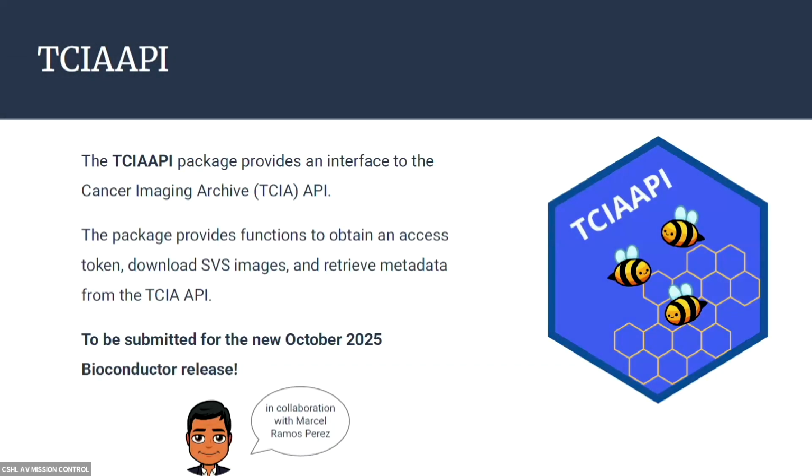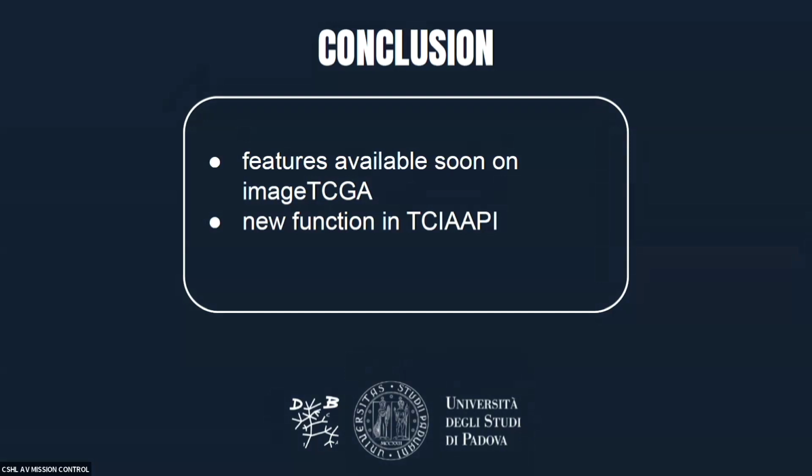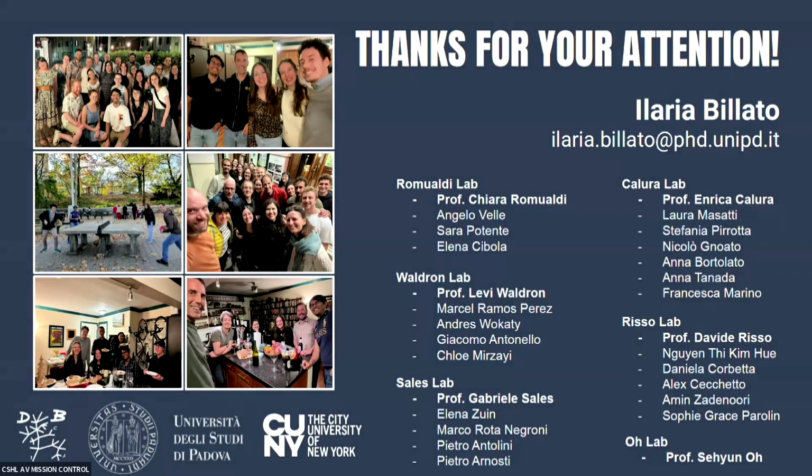That is another R package, available on GitHub now. And thanks also to Marcel for creating this package. You can do that and just let us know how much time you spend to download all the images. So in conclusion, the feature will be available soon on ImageTCGA. And we are also trying to amplify the TCIA API with new functions. So that's it. Thanks for your attention.